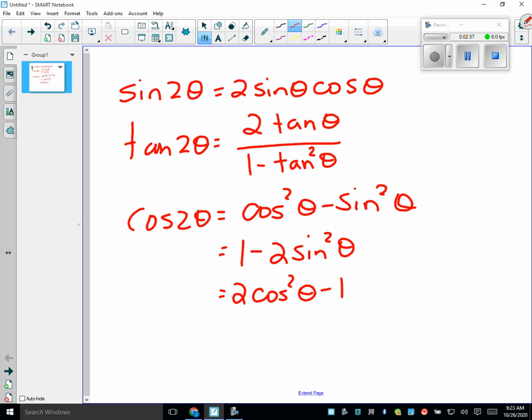So how can this one equal so many different? Because you can substitute in place of cosine squared, 1 minus sine squared. Or in place of sine squared, 1 minus cosine squared. That's all they did.